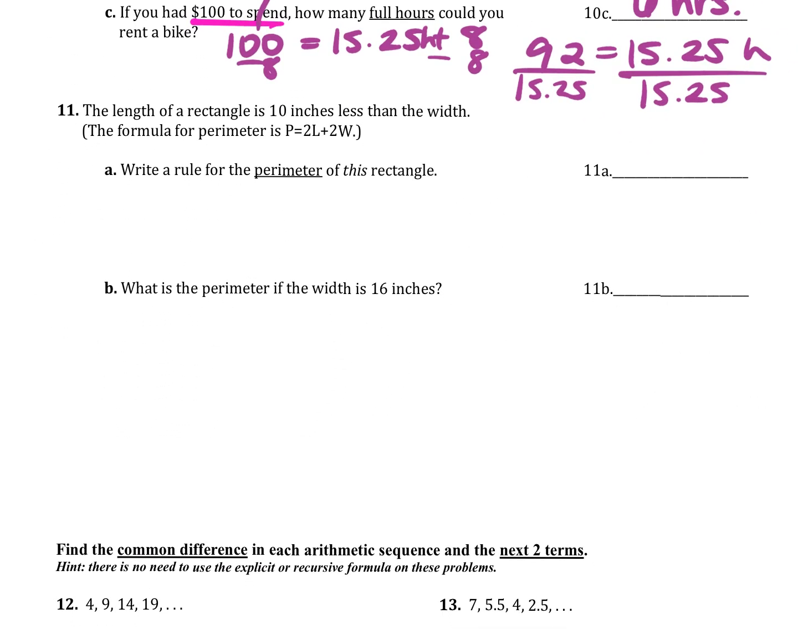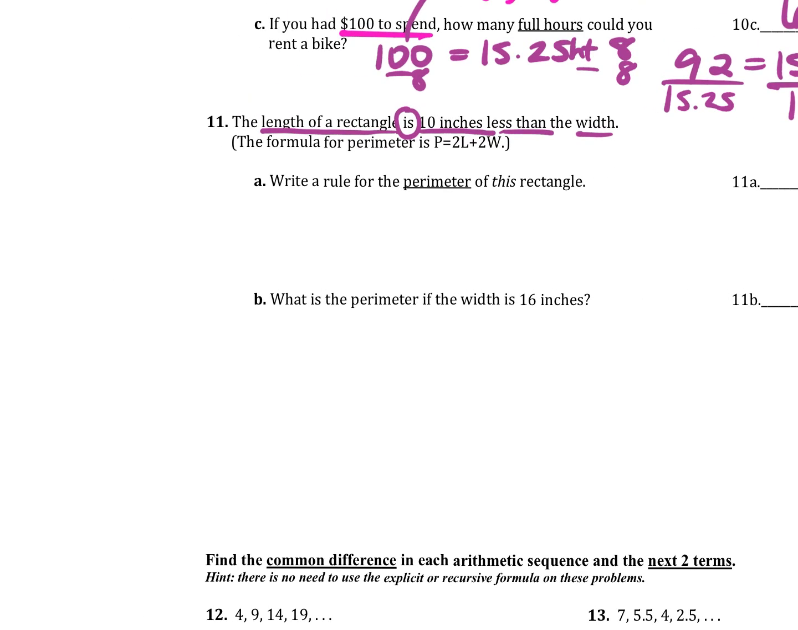Here it is. Okay. This says the length of a rectangle equals 10 inches less than the width. How do you write 10 less than the width? L equals W minus 10. You've got to flip the order. Less than, right? Okay, so the length is the width minus 10.